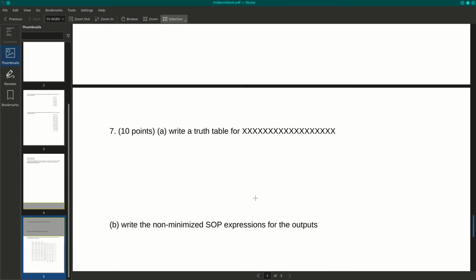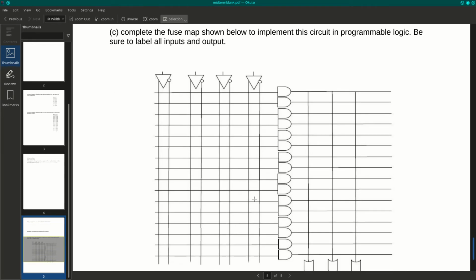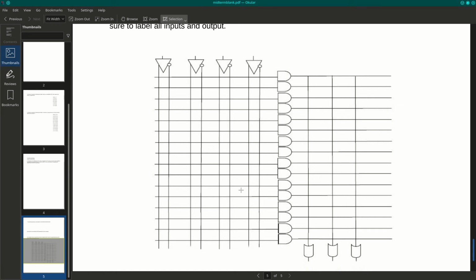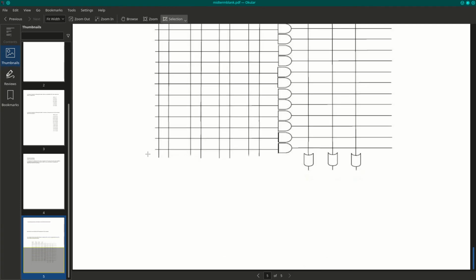Question 7, I'll ask you to write a truth table for something that you've already worked with, and I'll describe it here. And then I'll ask you to write non-minimized sum of products for the outputs. And then I am going to ask you to do a fuse map. So this has a programmable plane over here and a programmable plane over here. And you're going to want to label your inputs and your outputs, make your fuse connections, and put an X where you want a connection, and have it implement your equation that you came up with here. That's your whole midterm.